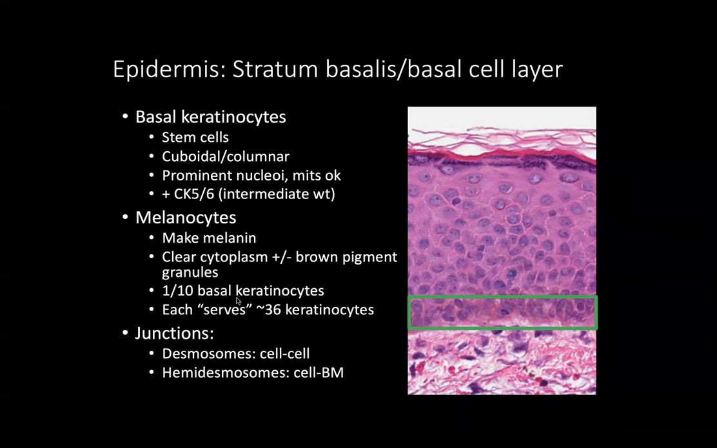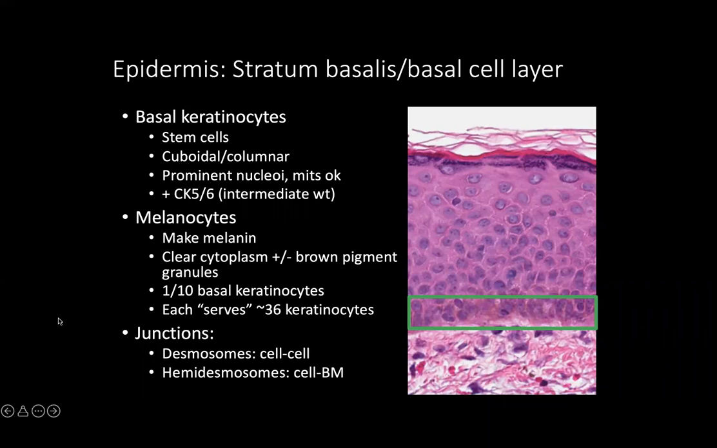As I said, 1 out of every 10 cells in the basal layer are melanocytes. So there's 1 per every 10 basal keratinocytes. And each services or delivers melanin to about 36 keratinocytes on average, depending on the thickness of the skin, et cetera. If you were to stain a melanocyte for melanin, you could see dendritic processes, extensions of the cytoplasm in between the epidermal keratinocytes, which is quite fascinating. And we'll get to examples of that later on in the lecture series.